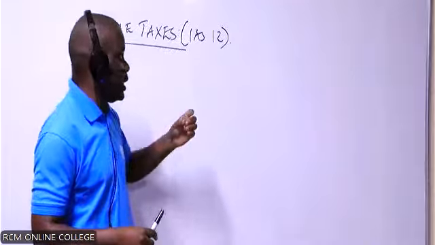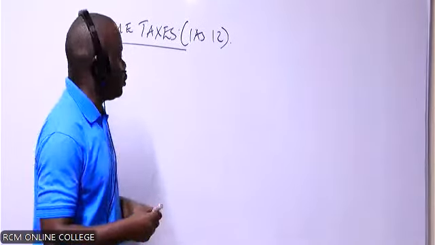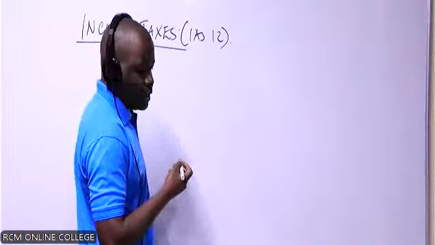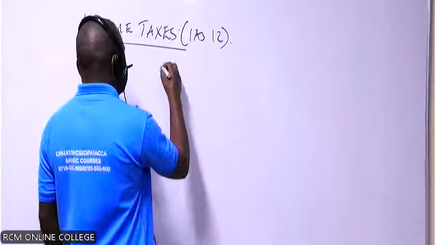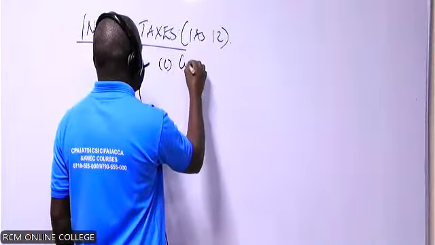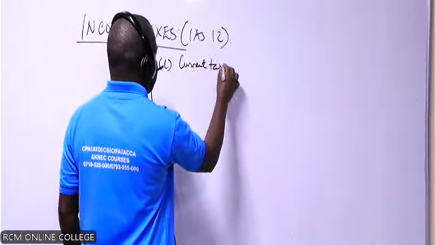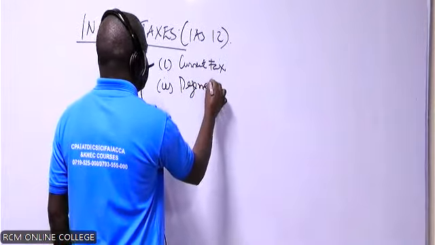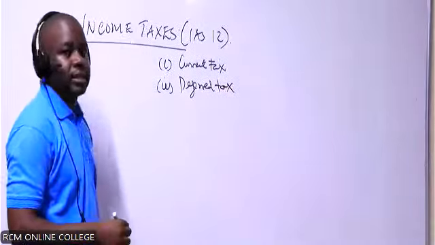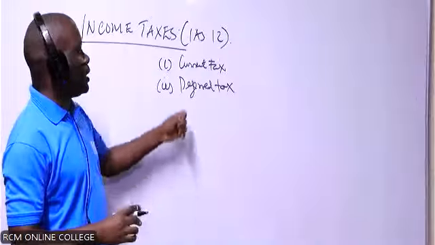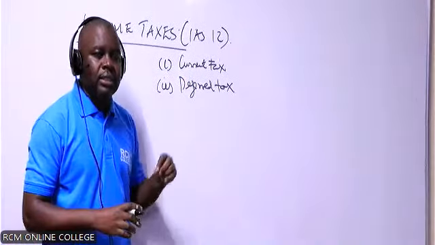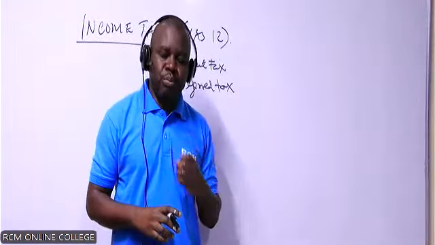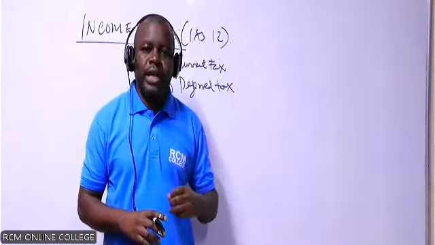So under this particular standard, IAS number 12, income taxes usually comprise of 2. Number 1, we have what we call the current tax. Number 2, we have what we call the deferred tax. Just from the term itself, current tax is the tax that will be settled by a company in the current year. This is what you normally provide in your books of accounts each and every year to be paid to the taxman.